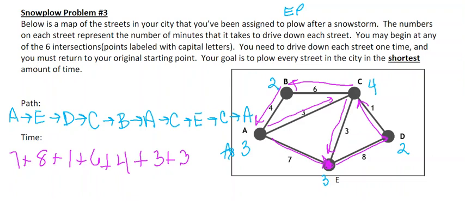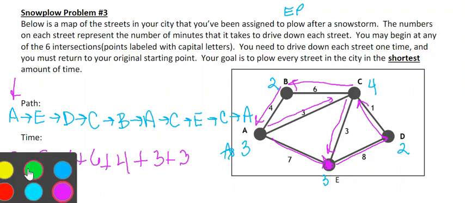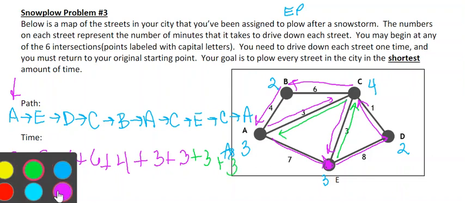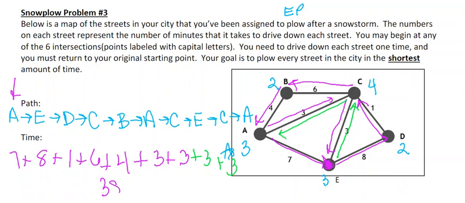In these snowplow problems, you have to get back to your starting point. So I started at A, and I need to get back to A. So you'll notice what route I chose. I went C to A. So the streets that I ended up repeating was this street, that's 3 minutes, and this street, which was 3 minutes. So if you add all those minutes together, you end up getting 38 minutes.